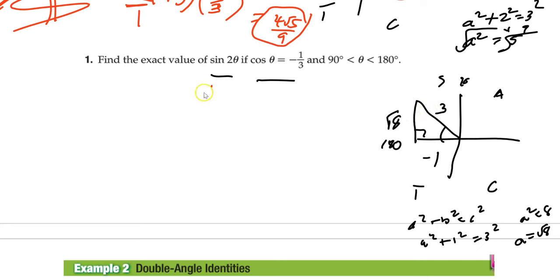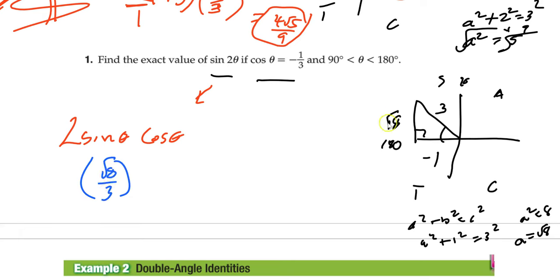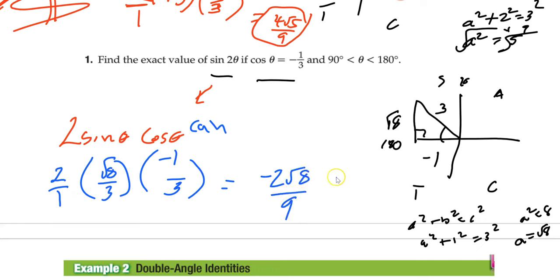Now if I want sine 2 theta, that's the formula 2 sine theta cosine theta. Just follow the formula. Then we plug everything in. Sine is opposite over hypotenuse, right? SOH. Cosine, CAH, adjacent over hypotenuse. And then this is 2 over 1. Multiply everything together, you get negative 2 rad 8 over 9. And actually, now I'm going to reduce that. That is 2 rad 2, right? 8 is 4 times 2. Radical 4 is 2, so 2 rad 2. And I get negative 4 rad 2 over 9.